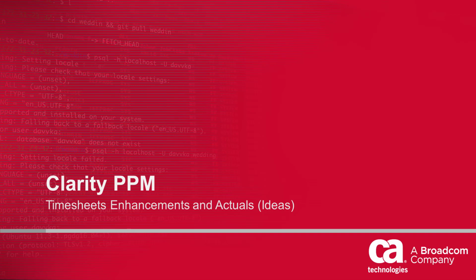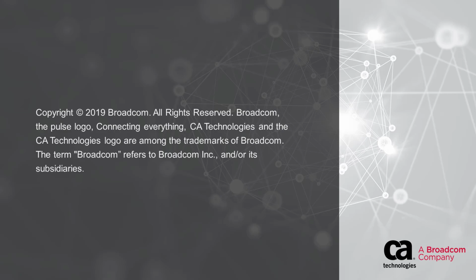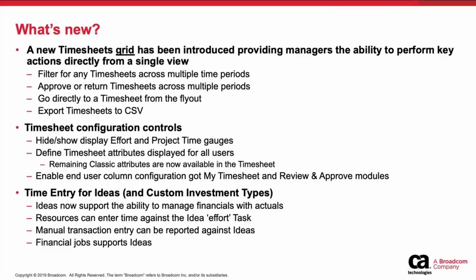We're going to be talking about timesheet updates. There's essentially 6 capabilities I want to talk about that fall under the What's New category. First and foremost, there is a new Timesheet Grid. So this is in addition to the My Timesheet and Review and Approve capabilities you're familiar with.